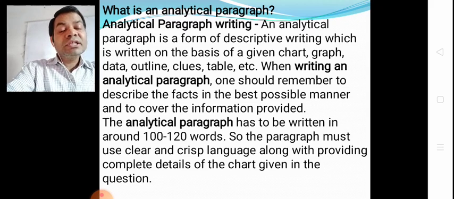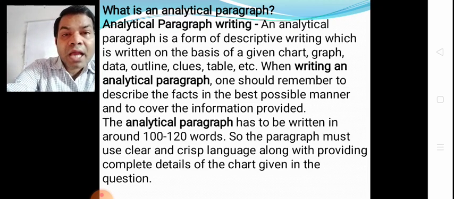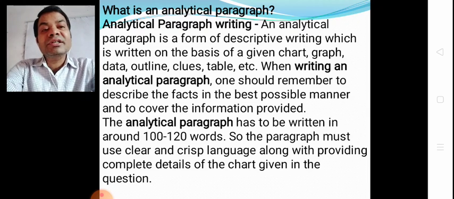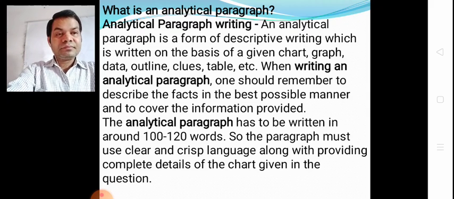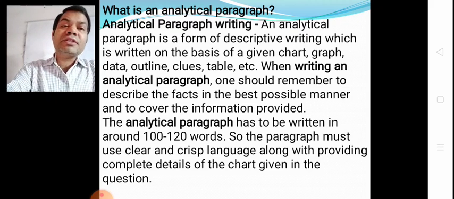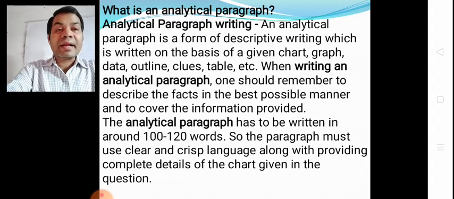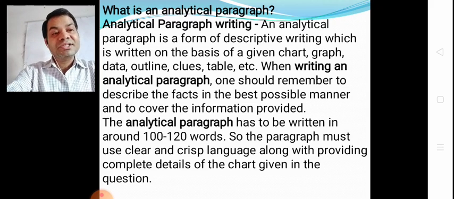Okay, dear students, you should write in easy and crisp language, language which is organized and logical and which can be understood by the readers easily. You had better use formal language while writing an analytical paragraph. We should use formal language.